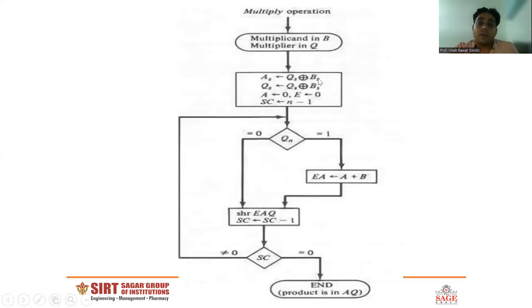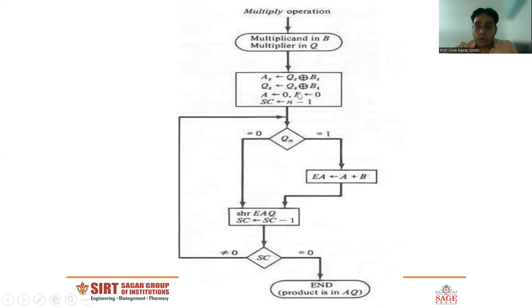Now, in this diagram, you can see the multiplicand will be saved in the B register and the multiplier will be saved in the Q register. AS equals QS XOR BS. This is the whole calculation done by the XOR gate. The XOR gate gives the sign digit answer with the help of this process. A means the accumulator register. The value of the A register will start from 0. The extended flip-flop value will start from 0. The sequence counter will be n or n minus 1, meaning 1, after that 1, after that 1, after that 0, 0. So this is the sequence counter.